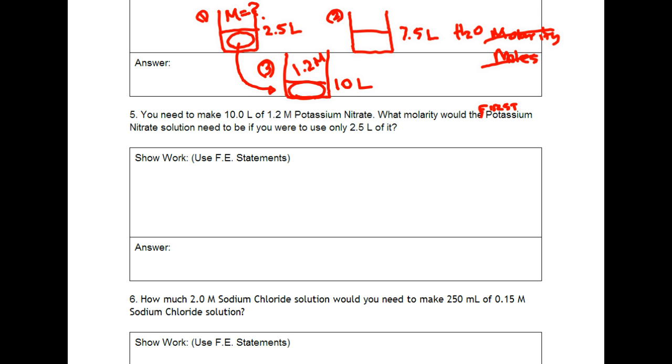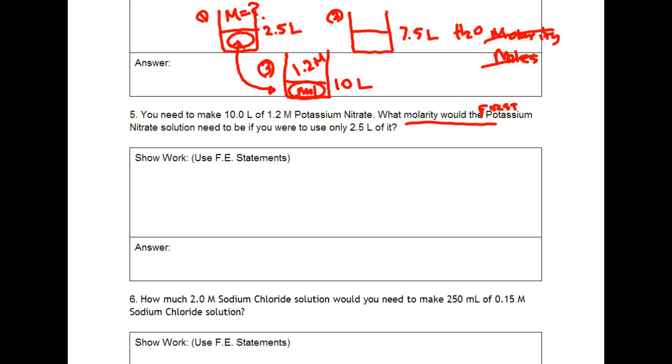So first step, you need to make 10 liters of 1.2 molar potassium nitrate. If we can figure out the number of moles in that solution, then we've figured out how many moles are in this solution. And if we figure out the moles in that solution, and we know how many liters we have of it, we can figure out what the molarity of that first solution is.